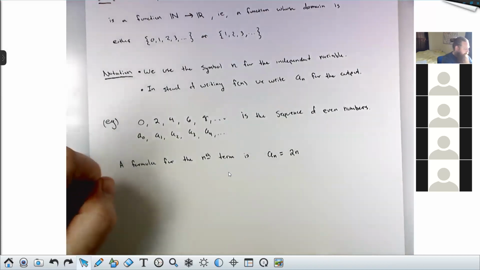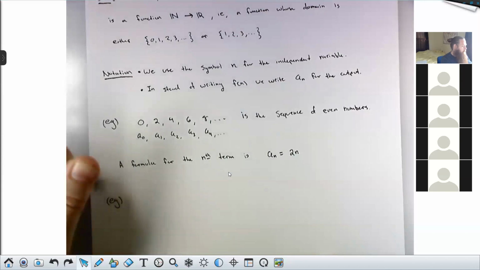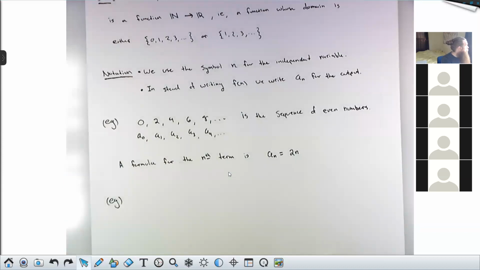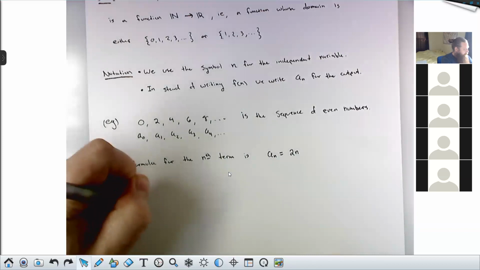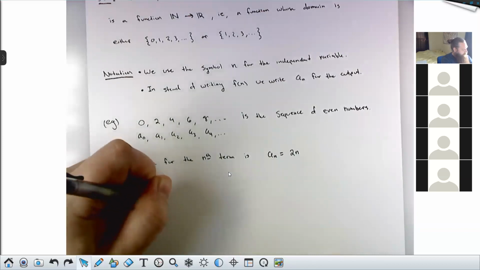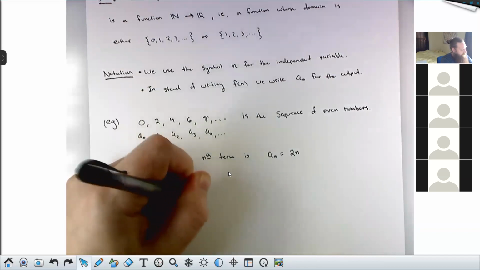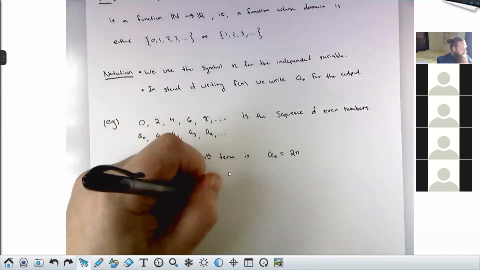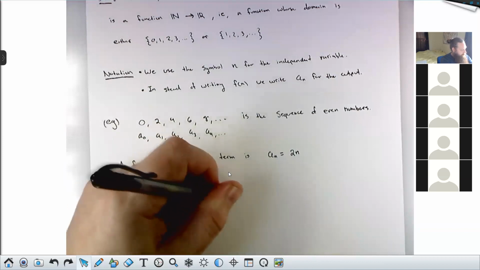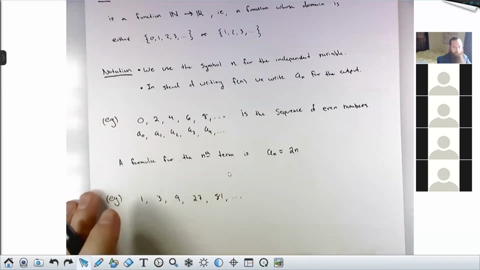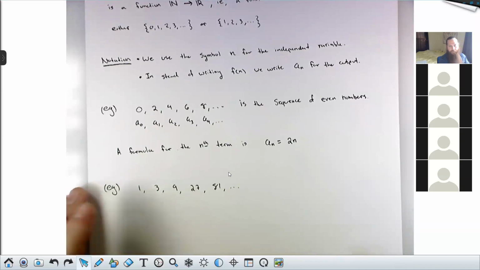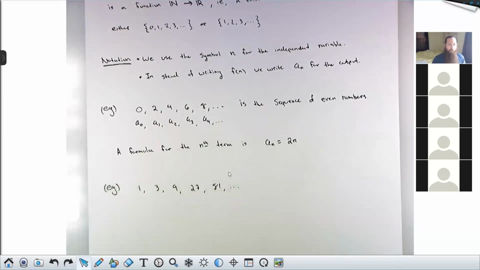Other example. 1, 3, 9, 27, 81. This is also a sequence. It's a list of numbers, so it's automatically a sequence. If you had to describe this sequence in words to a human being, what would you say? How would you call it?